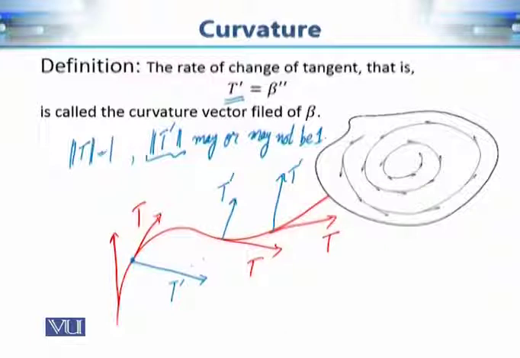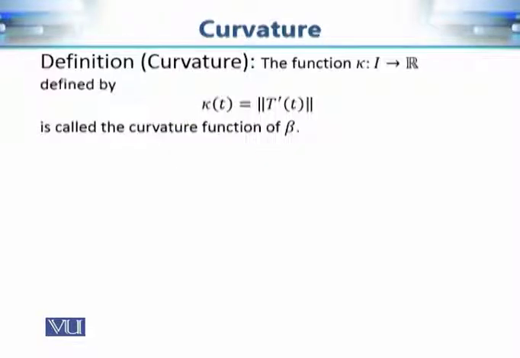And since we are getting these blue arrows, which is basically T prime, we have another vector field which is known as the curvature vector field. Since this curvature vector field knows about the rate of turning in the tangent vectors, and hence the curvature of any given curve, using this curvature vector field we can actually define the curvature function to be the magnitude of this curvature vector field.